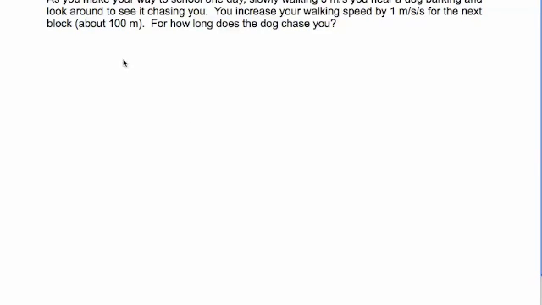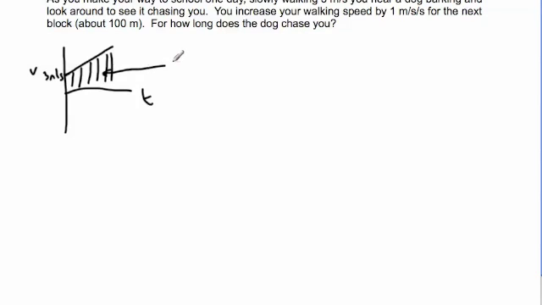Now, one of the ways we might consider starting this problem is by making a velocity time graph. Here's our velocity time graph. And here we are at 3 meters per second. And we know we increase our velocity. And we know that the area underneath this graph is 100 meters. On the other hand, we also know that the acceleration is 1 meter per second squared. That is the slope of that line.